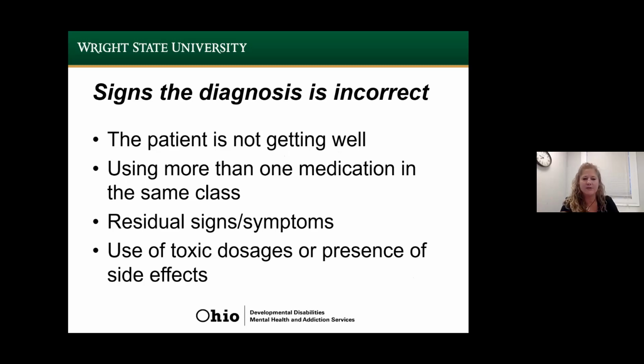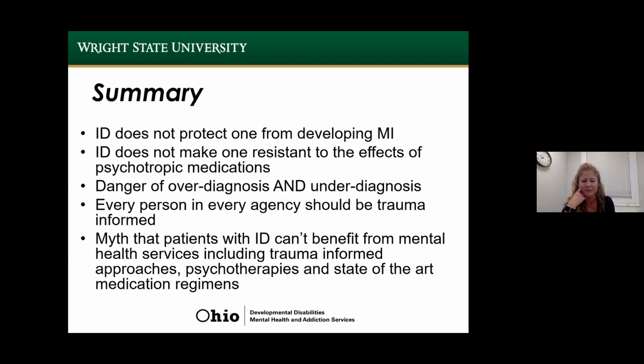So these are signs that the diagnosis is incorrect and I need to go back to the drawing board. If someone's not getting well, if I'm using more than one med in one category, or if I'm tempted to, then I want to go back and check the diagnosis and make sure I didn't miss anything and talk to team members. Are there residual symptoms and signs despite the fact that we're prescribing? We want to look at the individual as we would an individual from the general population. Would we expect to have residual symptoms and expect that patient to live with those symptoms? And if there are toxic dosages or, of course, presence of side effects. And then summary slide, next, thank you.